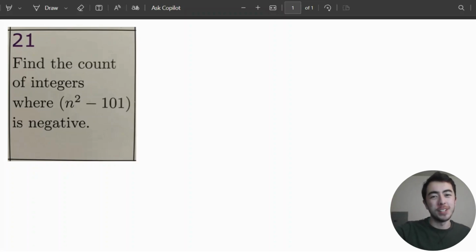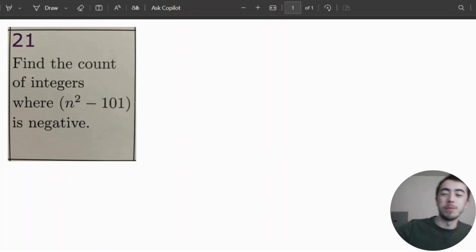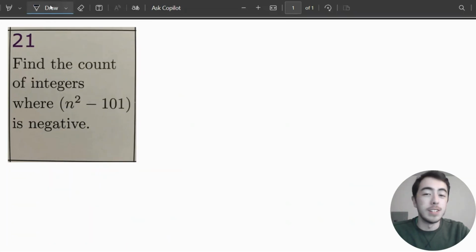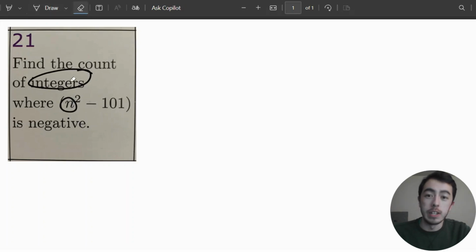Today is January 21st, and of course we're solving the 21st problem from this Daily Epsilon calendar. Let's try it out. The answer today is 21, because that's today's date. And we're supposed to find the count of integers where n squared minus 101 is negative. I'm assuming that this n is going to be one of our integers.